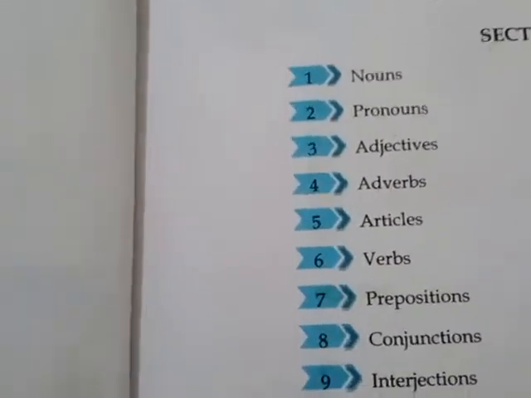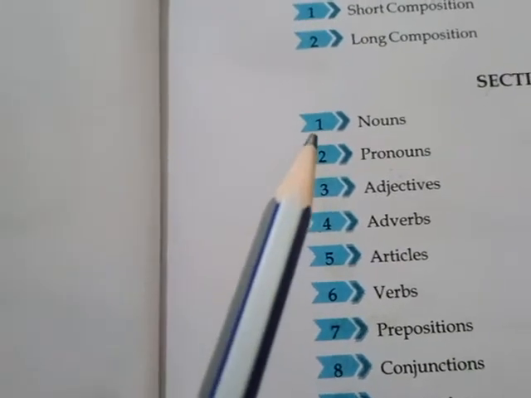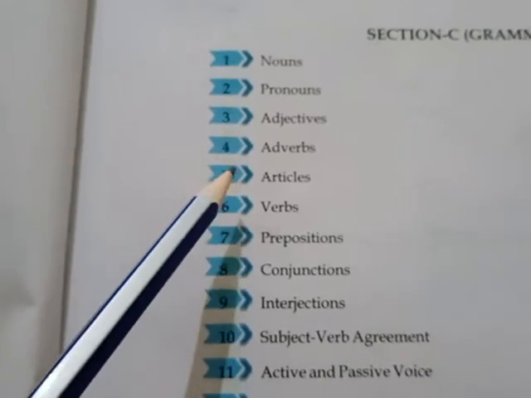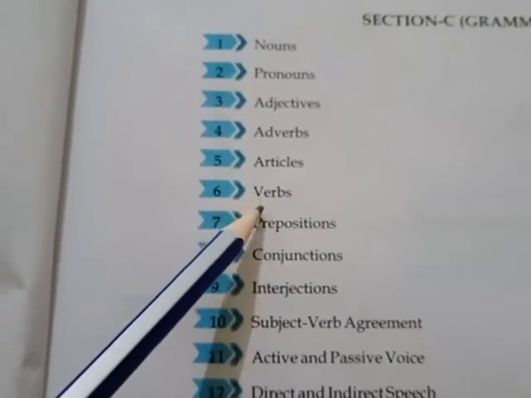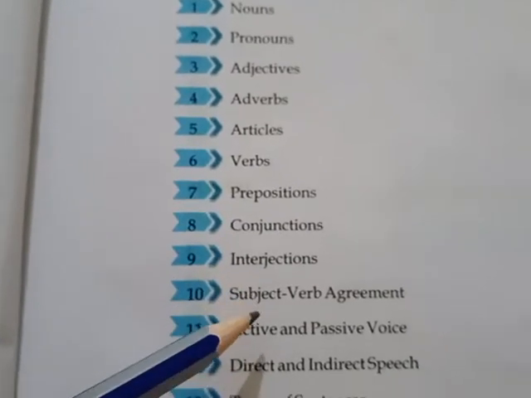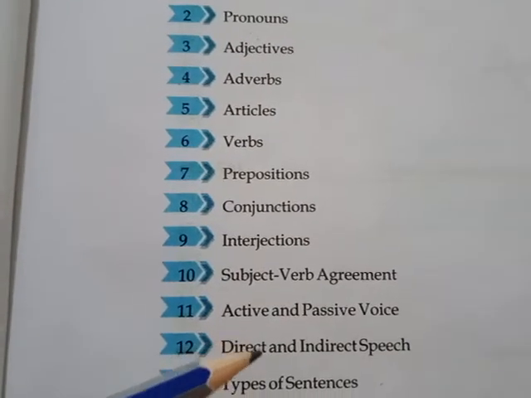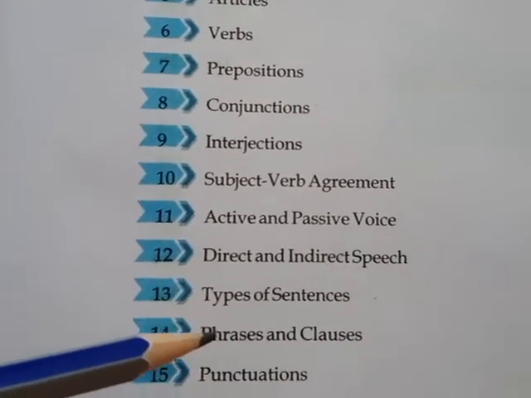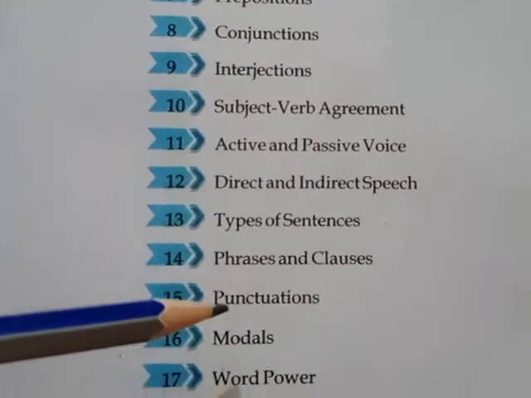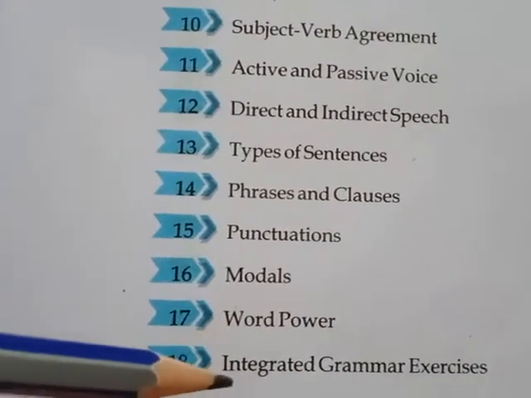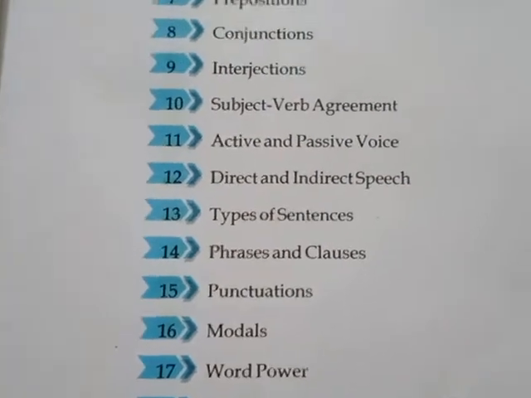Here you can see that it has been mentioned in points, and the first one is noun, second pronoun, third adjectives, adverbs, articles, verbs, preposition, conjunctions, interjections, subject verb agreement, active passive voice, direct and indirect speech, types of sentences, phrases and clauses, punctuations, modals, word power, integrated grammar exercises.